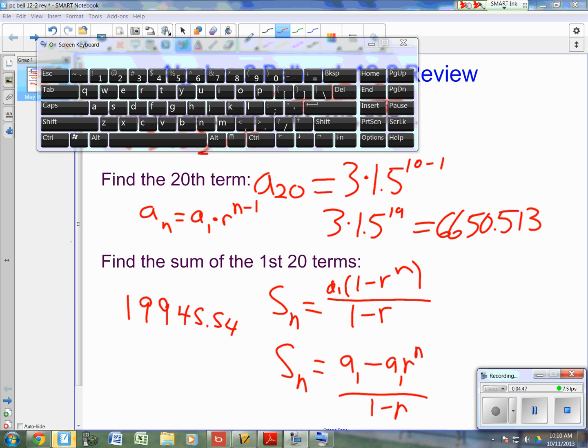19,945.54. So 19,945.54. That makes sense for what we're doing right here.